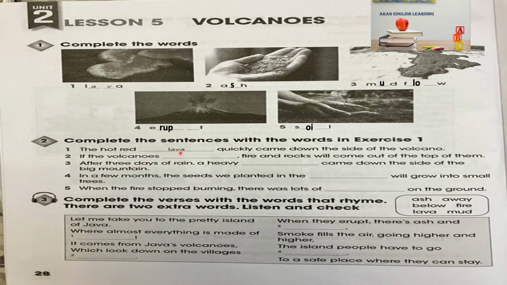1. The hot red lava quickly came down the side of the volcano. 2. If the volcanoes erupt, fire and rocks will come out of the top of it. 3. After 3 days of rain, a heavy mud flow came down the side of the big mountain. 4. In a few months, the seeds we planted in the soil will grow into small trees. 5. When the fire stopped burning, there was lots of ash on the ground.